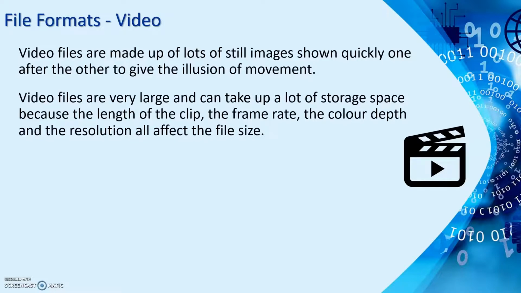Anyway, video files end up being really, really big, and that means that they take up lots and lots of storage space because you need to take into account the length of the clip, the frame rate, which could be 25 frames per second, the color depth. Now, if it's a movie, you'll be wanting it to be the 16,777,216 different colors, so it'll be 24 bits per pixel. And then the resolution. Now you know that the high resolution, there's lots and lots of pixels to get that sharper image. So the higher the resolution, the more pixels, therefore the more storage space. Okay, so it's all going to affect the file size.